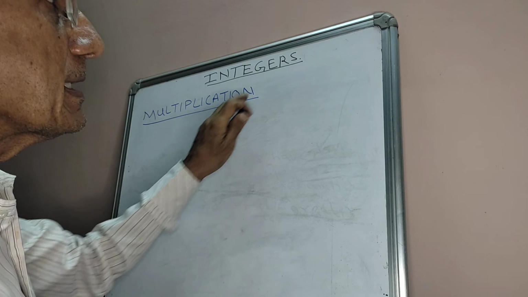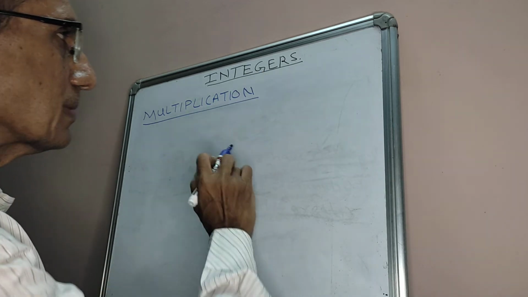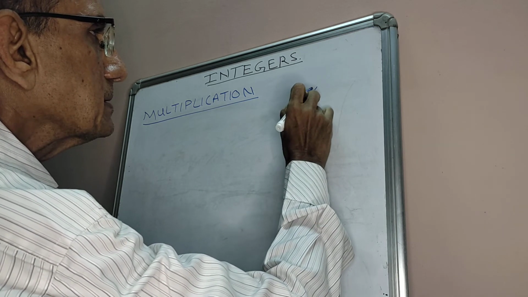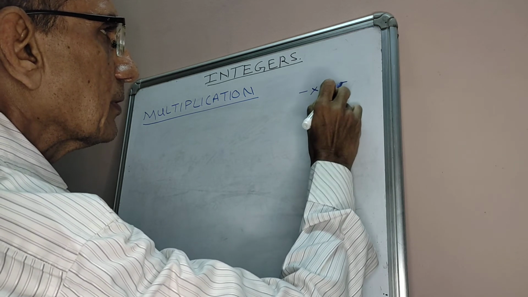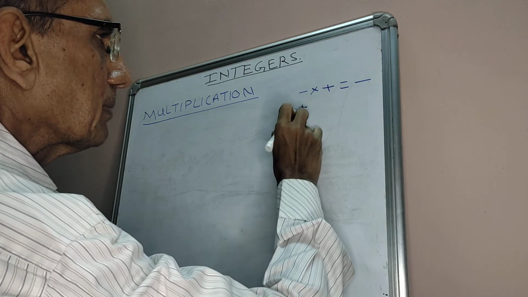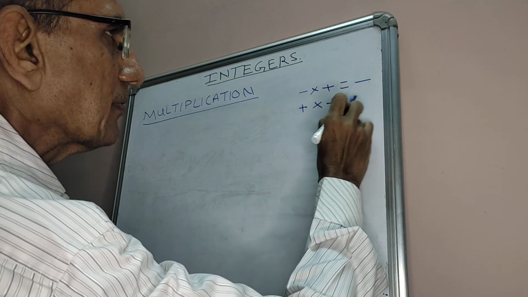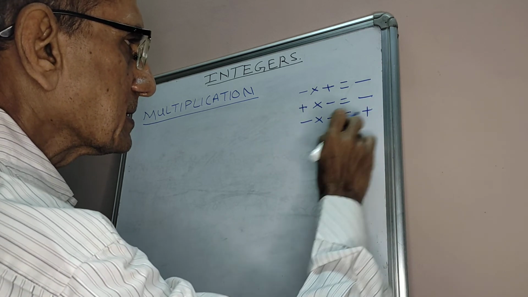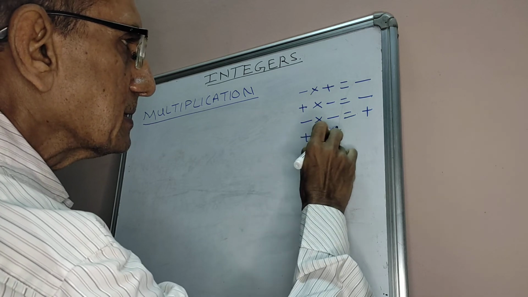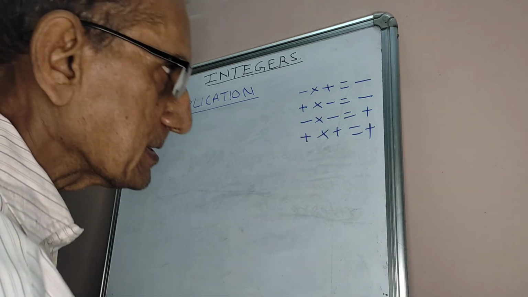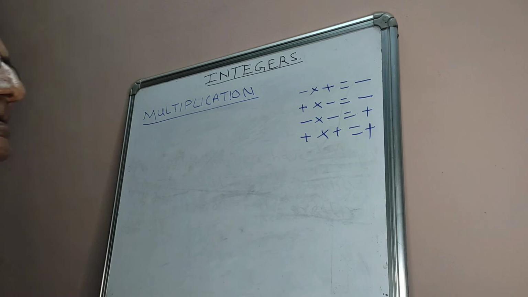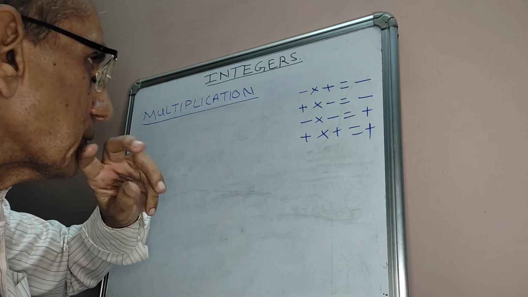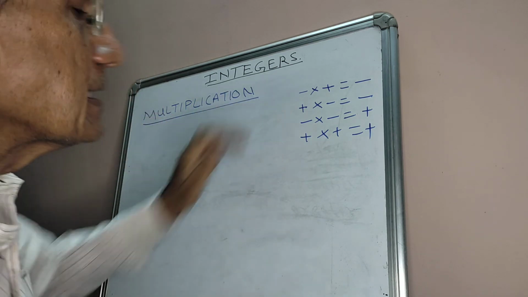So, multiplication of integers. What do we do? We have to follow these four rules. Minus into plus will always be equal to minus, and plus into minus will always be equal to minus, and minus into minus will always be equal to plus, and plus into plus will always be equal to plus. If you follow these rules, you will be able to do the operation of multiplication under integers.